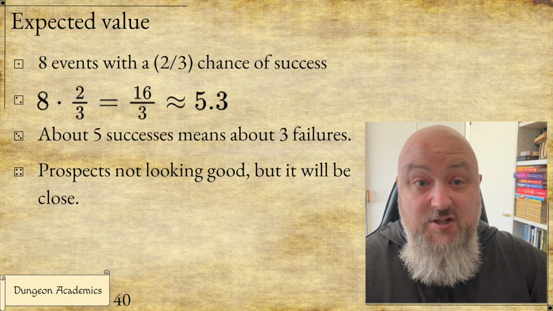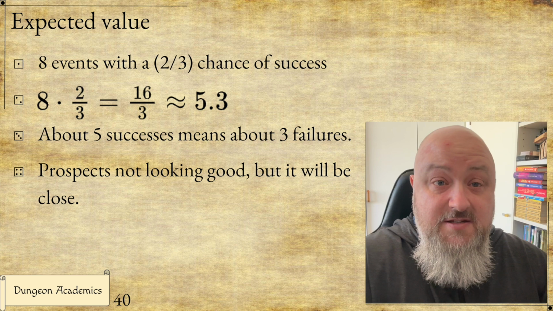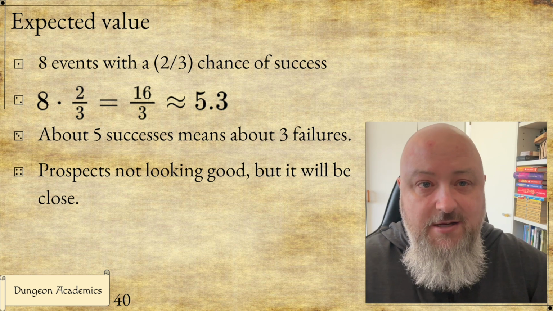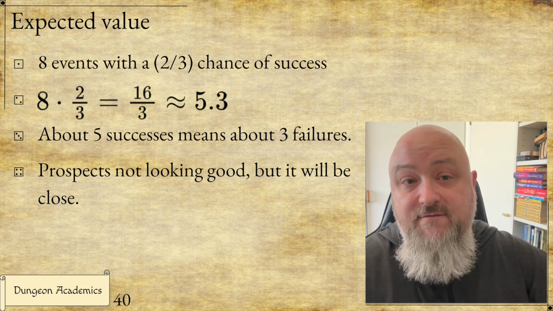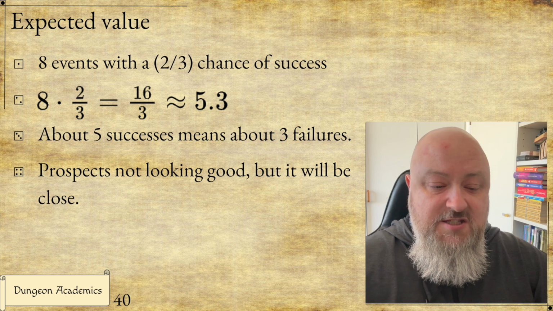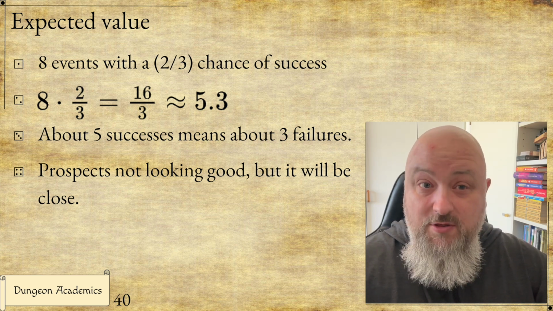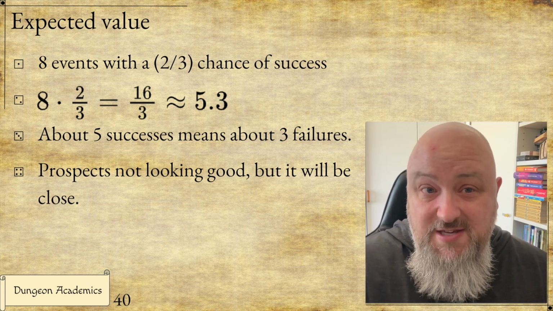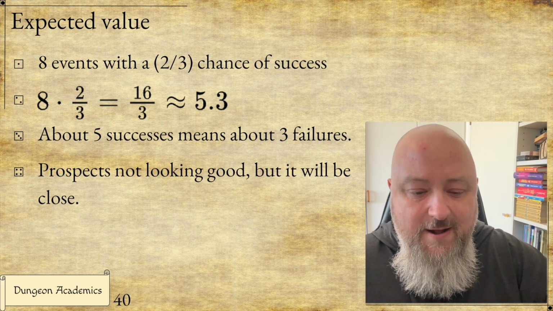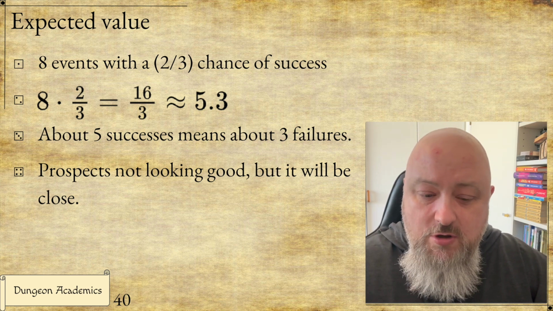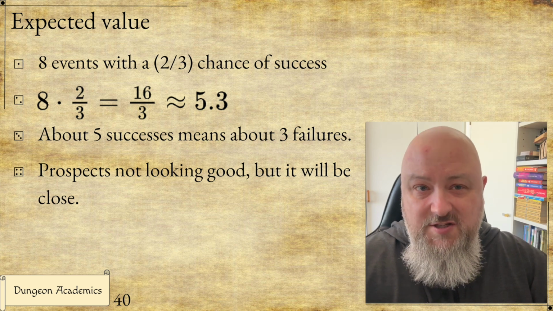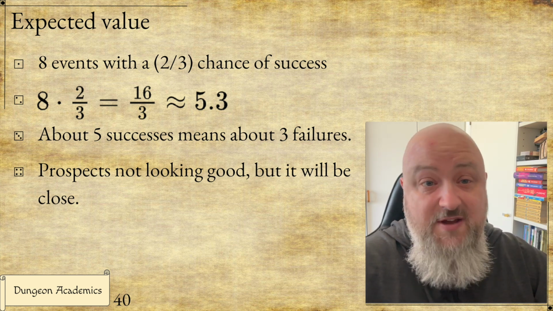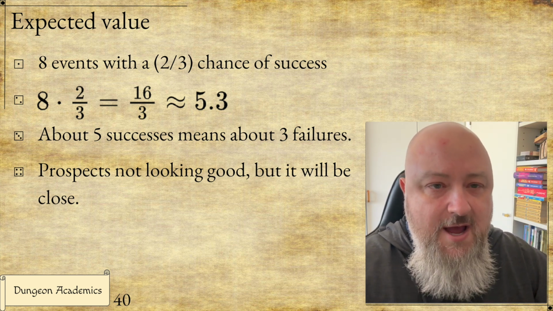Let's look at her expected value. 8 events with a 2/3 chance of success. Well, 8 times 2/3 is 16/3 or about 5.3. We expect about 5.3 successes. Rounding, 5 successes means 3 failures. The prospects are not looking too good, but it will be close. Our expected value is, with rounding, just enough for her to fail the encounter and succumb to the wounds, but it will be close.